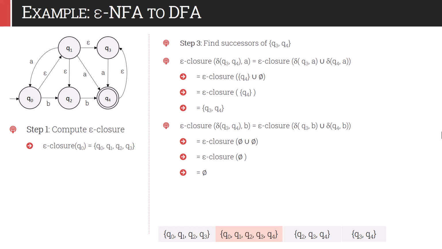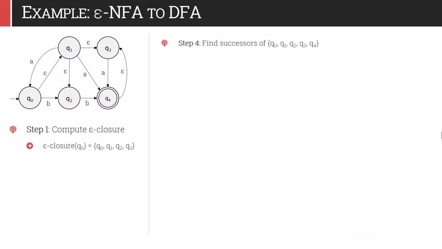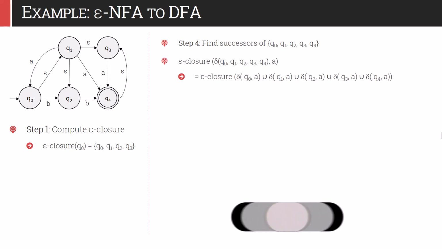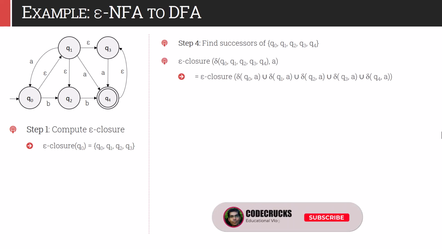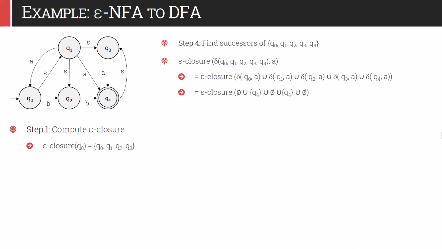Now three entries in the list are processed. They are shown in gray, and the one shown in red is yet to be processed. So now we will generate the successor of Q0, Q1, Q2, Q3, Q4, which is equivalent to the union of the delta transition functions of all those, and then we take the epsilon closure of their output. That is just Q4, and the epsilon closure of Q4 is Q3, Q4. Again, it is not a new state. It is already processed, so don't add it into the list.